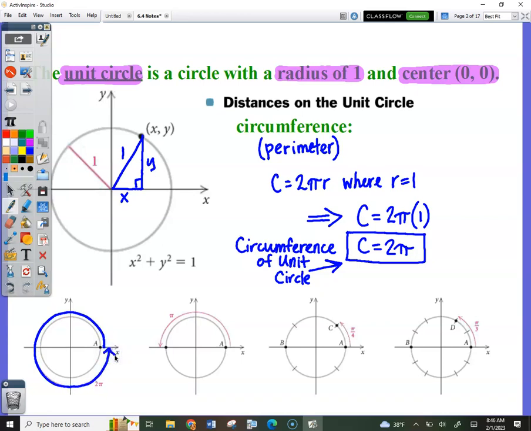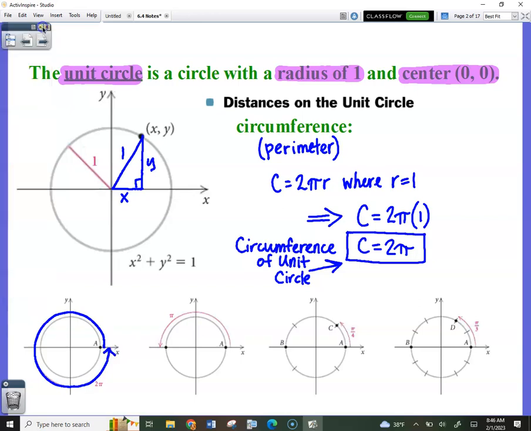All right, so full rotation is what? 2 pi. Let's make a note. 1 rotation is 360 degrees, which is 2 pi.